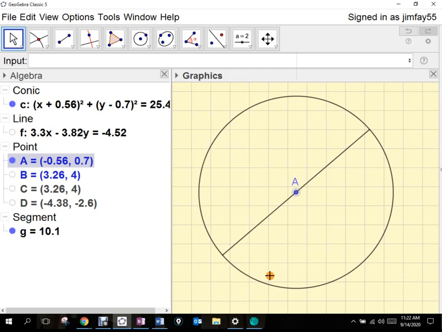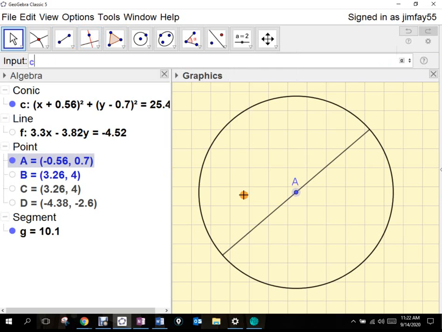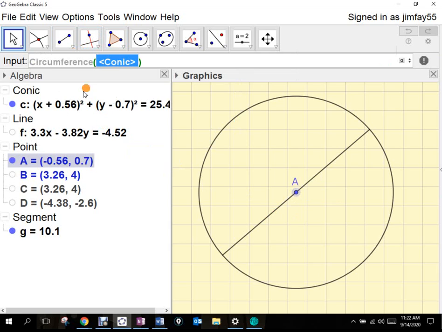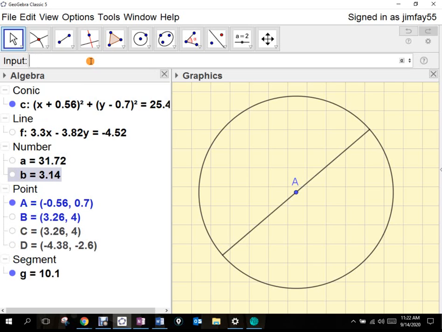Okay, so let's do this real quick. I believe I can ask this thing to figure out circumference. So I can say circumference, and then it says conic, and my conic here is C, which is just this circle. So it's going to tell me the circumference of that circle, which is that number right there. Is that okay with everybody? Now G is the length of that segment right there. See how I clicked on that segment and highlighted G? So if I take A, the circumference, and divide it by G, which is the diameter, it gives me that number right there.